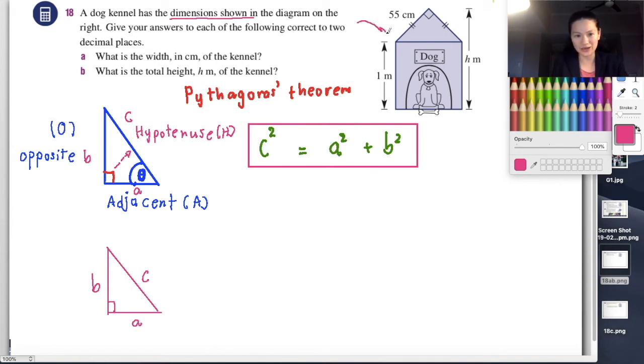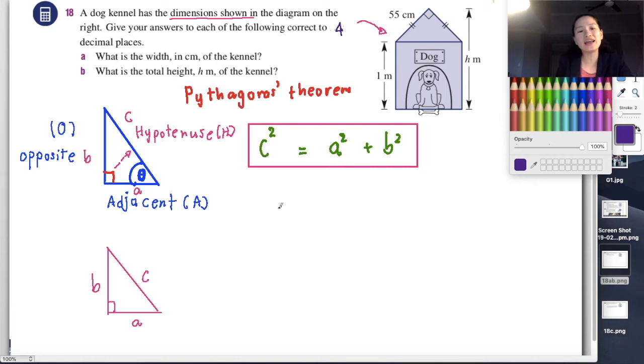Here, they show that you give your answers correct to 2 decimal places. Okay, I would like to change from 2 decimal to 4 decimal. Everything that you find for me, you have to put 4 decimals. Okay, the first question, A. What is the width in centimeters of the kennel?